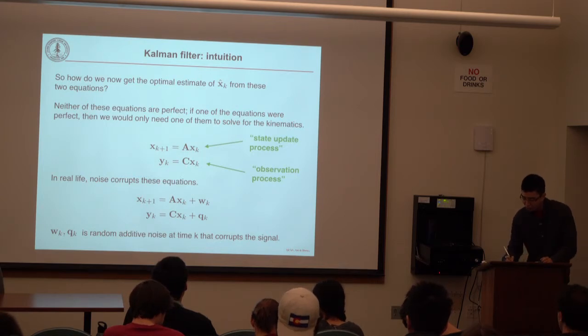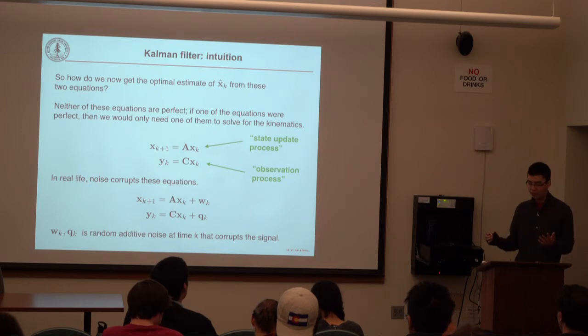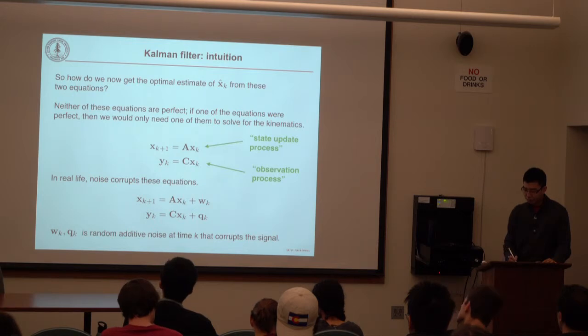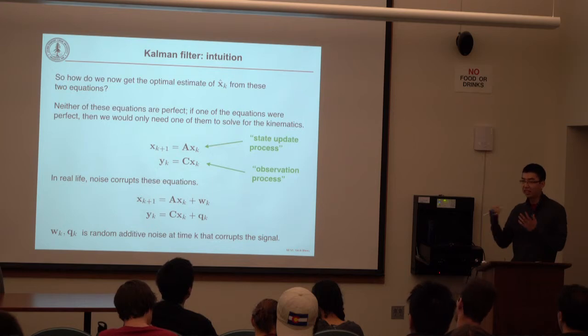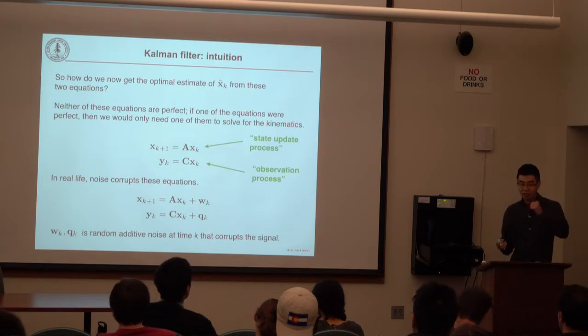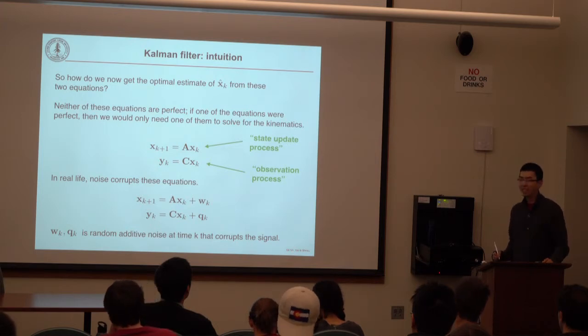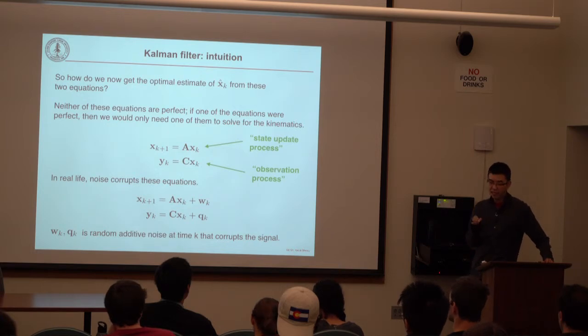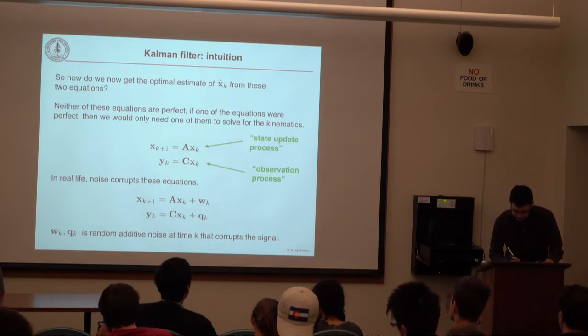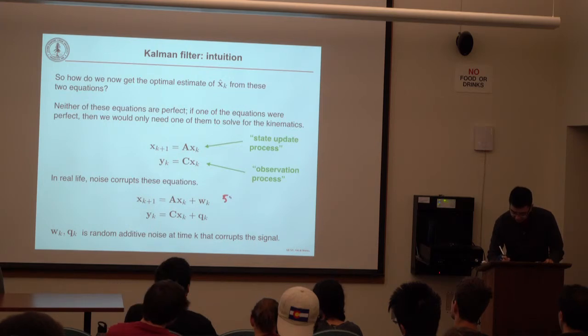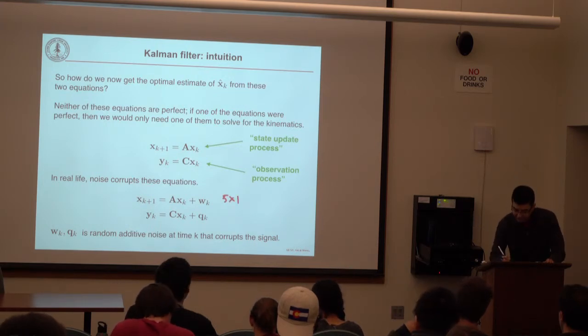And so what we're going to do is add a noise term to both of these equations, which means that they're imperfect. For the state update equation, we add this W of k. And for the observation process, we add this Q of k. These are multivariate noise terms, meaning that they're vectors themselves. So this W_k is what dimensionality? Can anyone tell me? Yeah, so W_k here is a 5 by 1 vector. And then Q_k is a 96 by 1 vector.